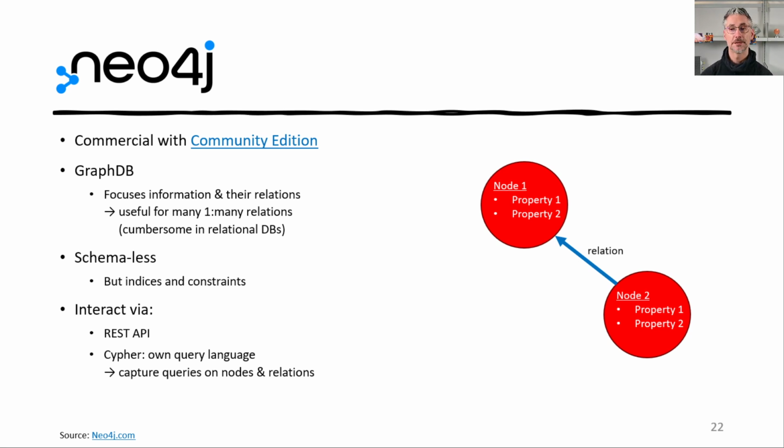If you have data that is stored as a graph, you can look at Neo4j. There's a commercial version and a community edition, and this is what we call a graph database. So it focuses on information in nodes and edges and how to retrieve information with relations between those nodes. It's useful for many one-to-many relations. It is something that, for example, traditional relational databases are not very good at, because they can model relationships, but not to the extent that graph databases can. One key point is that they're schemaless, but you have indices and constraints, and again you interact with it either with an API or with their own language.